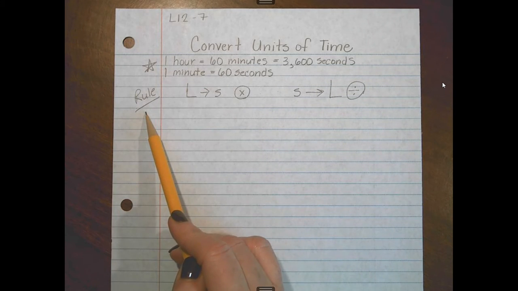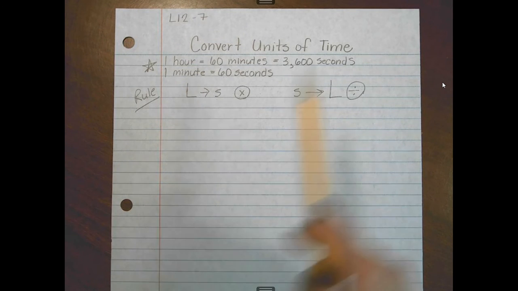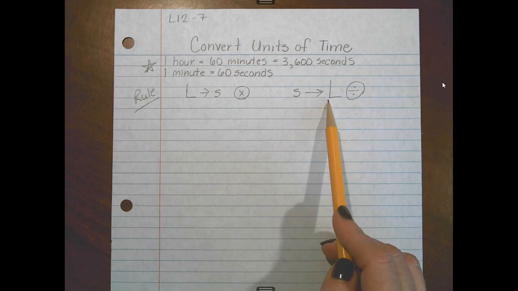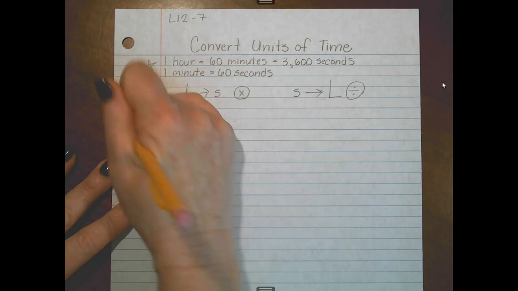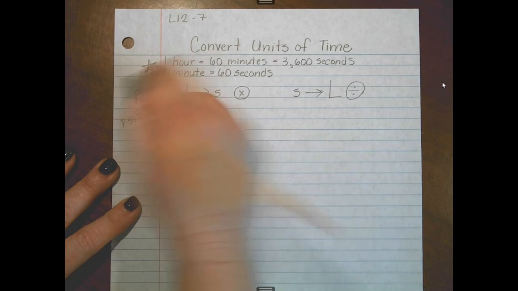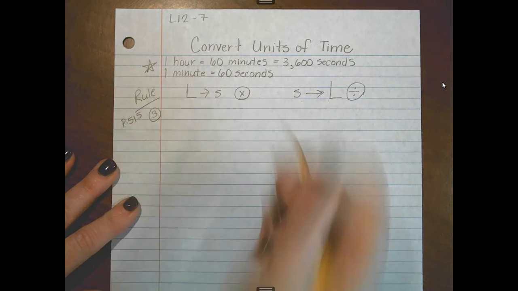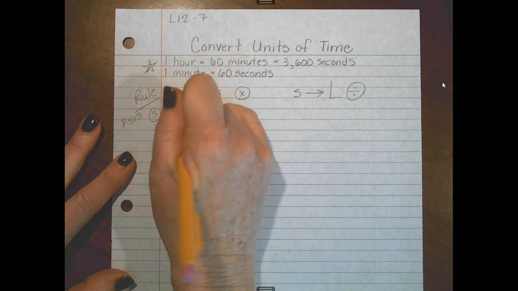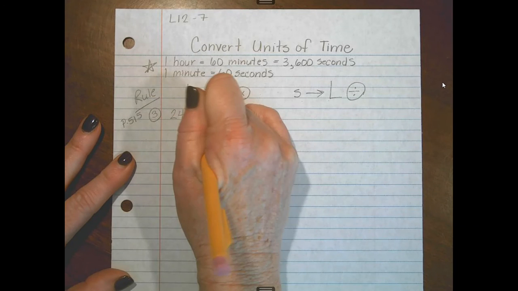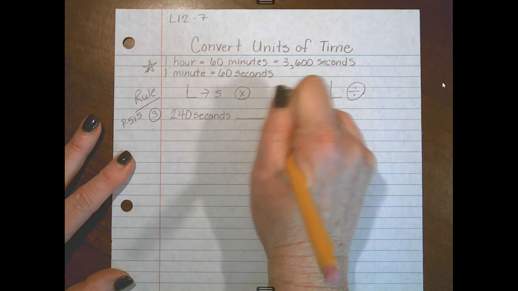Our rule when we're going from larger to smaller units is we're using the operation of multiplication, and when we're going from smaller to larger units of time, we're going to use the operation of division. All right, we're going to start. Our problems are on page 515, and we will start looking at problem number 3. Problem number 3, we're converting 240 seconds to minutes.